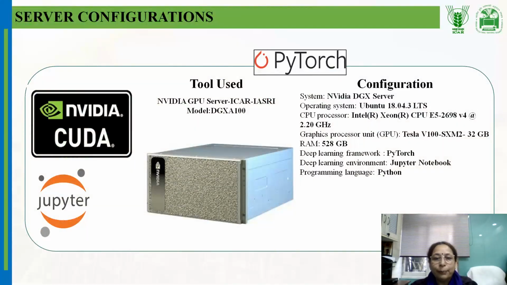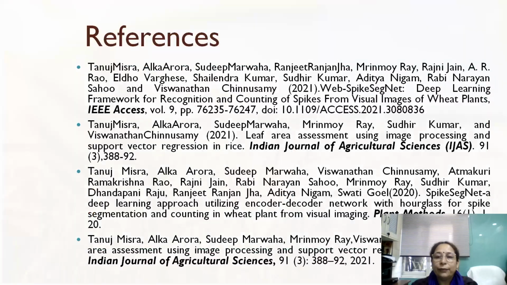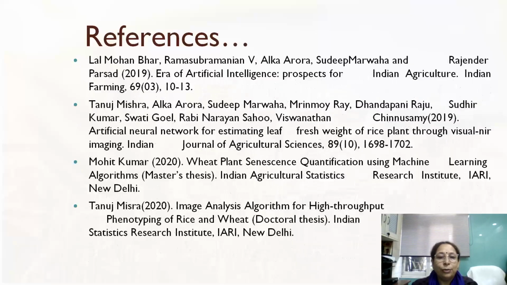our collaboration further. This work has been carried out with the AI infrastructure available at ISRI in the ICR data center. We have one NVIDIA DGX server, and all this processing has been carried out using this particular system. These are some of the references of the work which we have presented in this presentation. You can look at some of these references and get more benefit out of it if this area is of interest to you.